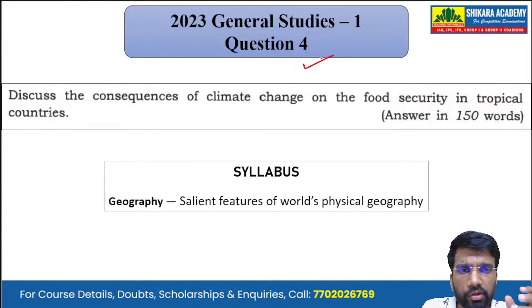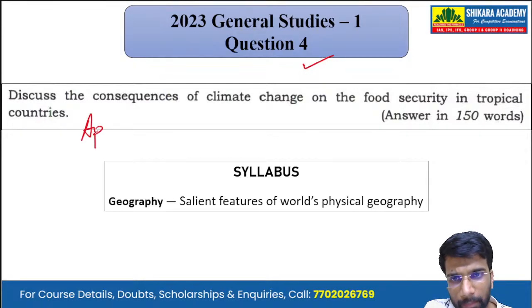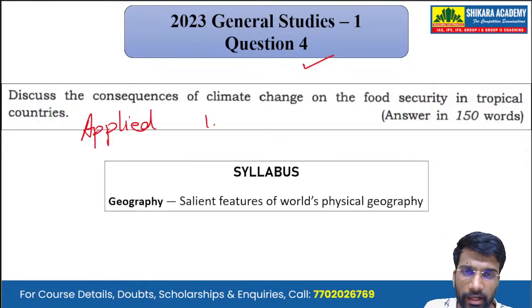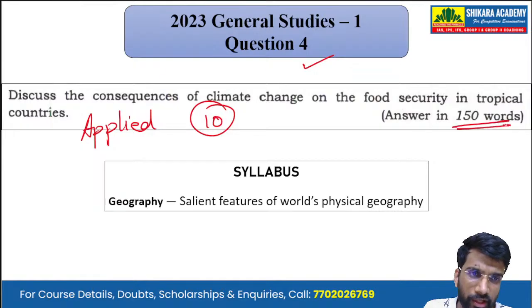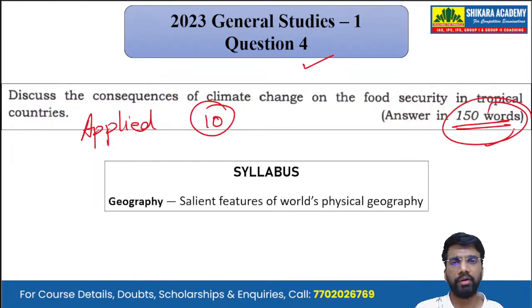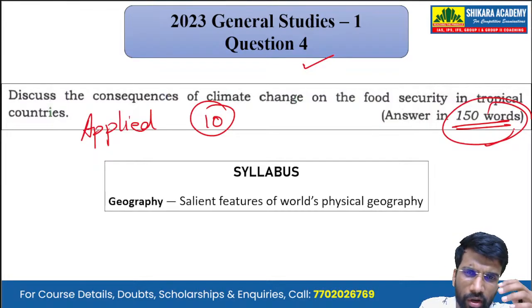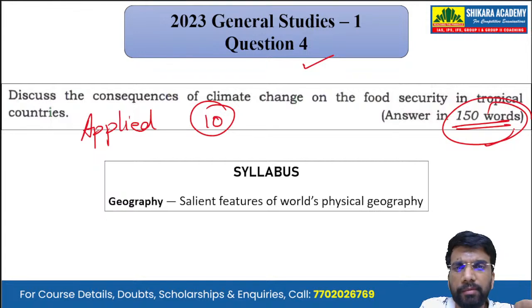Discuss the consequences of climate change on food security in tropical countries. It is also a very applied question, a 10-mark question that we have to answer in 150 words. Now, it has been seen that over the years, UPSC has been asking more applied questions or more indirect questions in the GS mains.